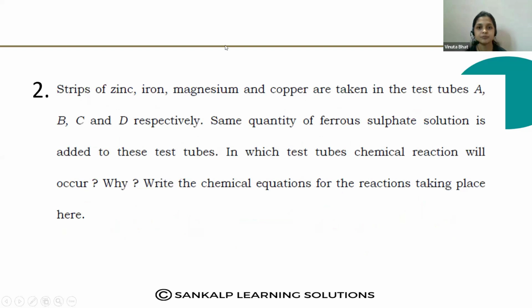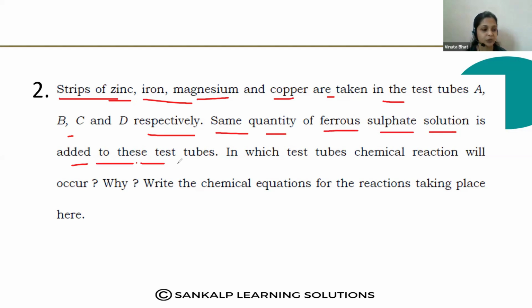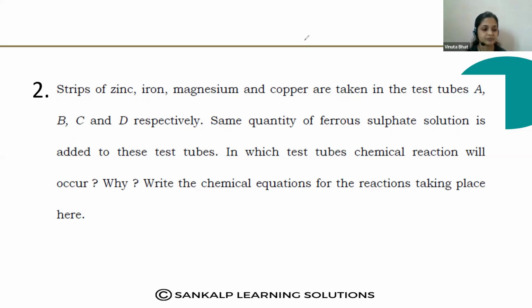Next question. Strips of zinc, iron, magnesium and copper are taken in test tubes A, B, C, D respectively. The same quantity of ferrous sulfate solution is added to these test tubes. Then in which test tubes will a chemical reaction occur? Why? Write the chemical equations for the reactions taking place here. Please note down the question.